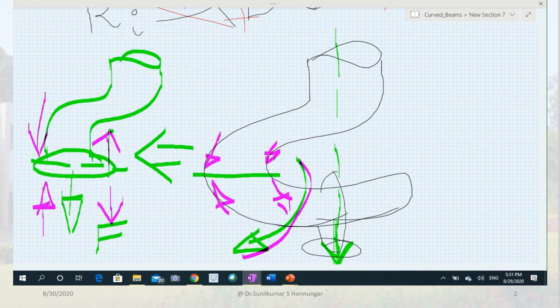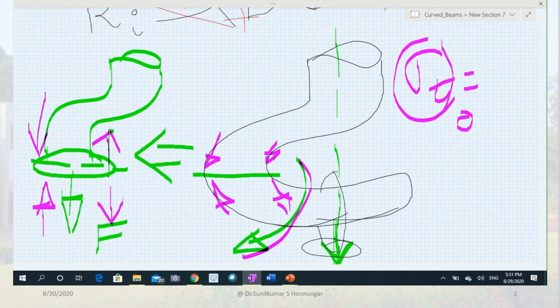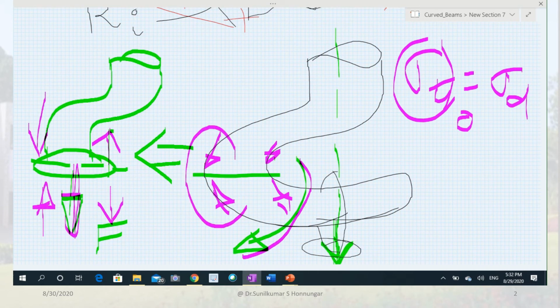So what you have to do, if the total stress is asked, sigma total equals, you have to find the total stress at the outer fiber and the total stress at the inner fiber. At the outer fiber, sigma direct is going to be the same. Sigma direct means load upon area, so that remains the same. Bending stress will be compressive in the outer fiber, which has to be negative.